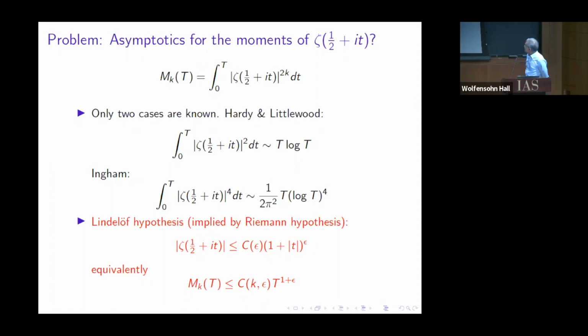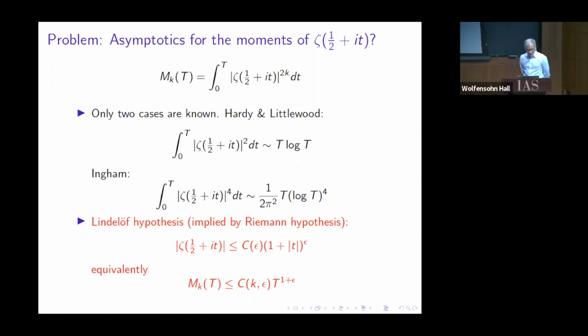The next range of values is actually what's captured by this problem of the moments of the zeta function. It's a classical problem going back to Hardy and Littlewood. You can imagine that if you let k go to infinity, then you're capturing the L infinity norm of the zeta function. And each moment is capturing values of a certain size, as we will see.